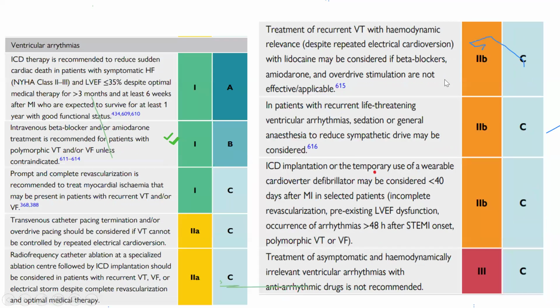Now, with respect to ventricular arrhythmias, ICD is recommended to reduce sudden cardiac death in patients with symptomatic heart failure, class 2 to 3, and EF less than or equal to 35%, despite optimal medical therapy for 3 months and at least 6 weeks after MI, who are expected to survive for at least 1 year with good functional state.